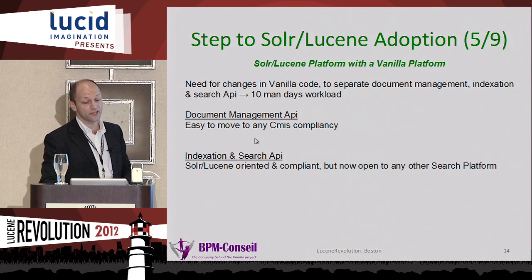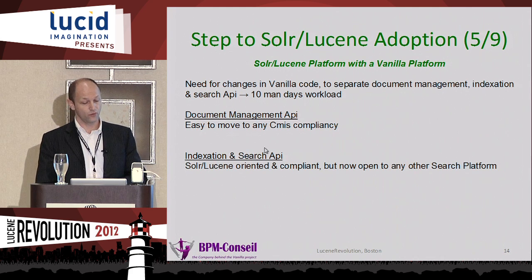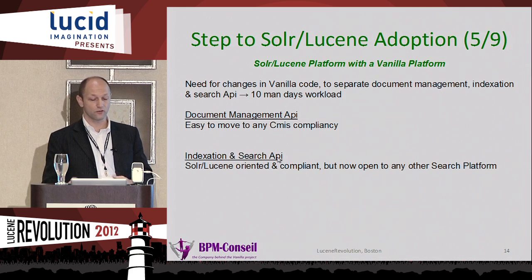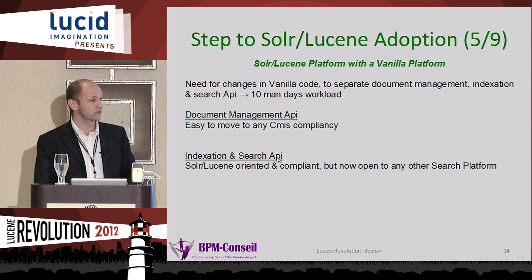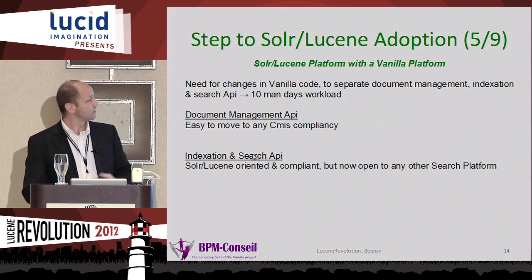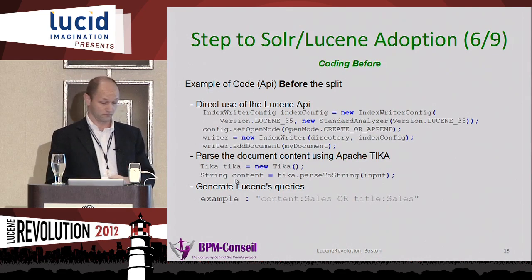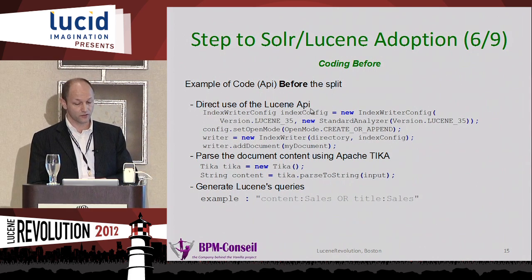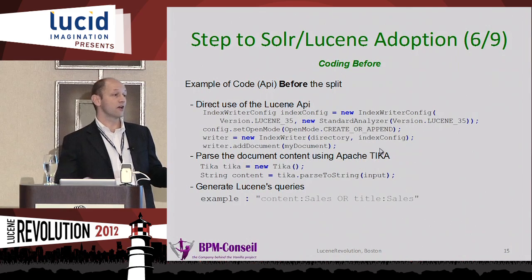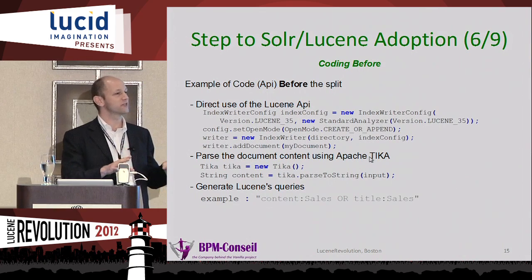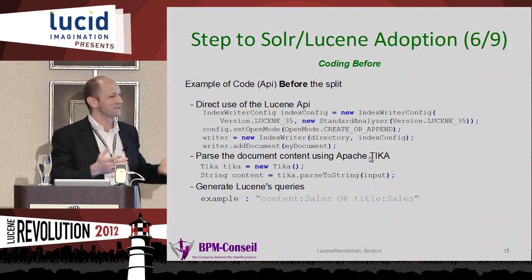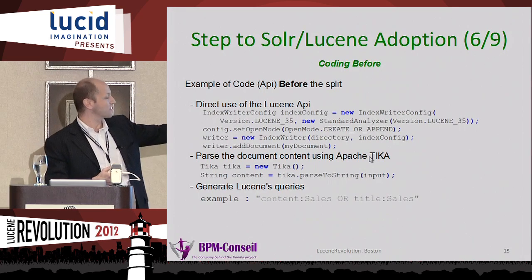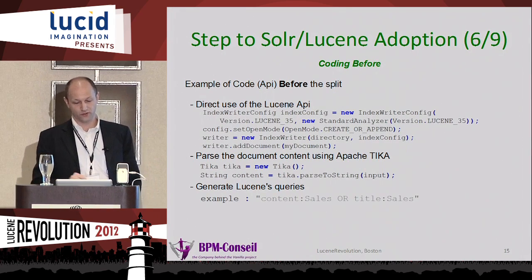Okay. So for indexation and search engine, we had to rewrite this API to make it better compliant with the Solr Lucene external platform. Some example of code: before, we used the direct API. Okay, we parse the content using Apache Tika. I heard only bad words about Tika during these 2 days. Sorry, we use this. Okay, it was running embedded, no problems. And we generate some Lucene query and code after.